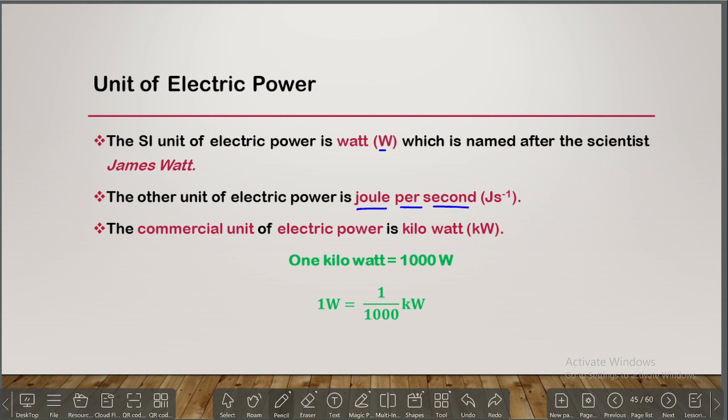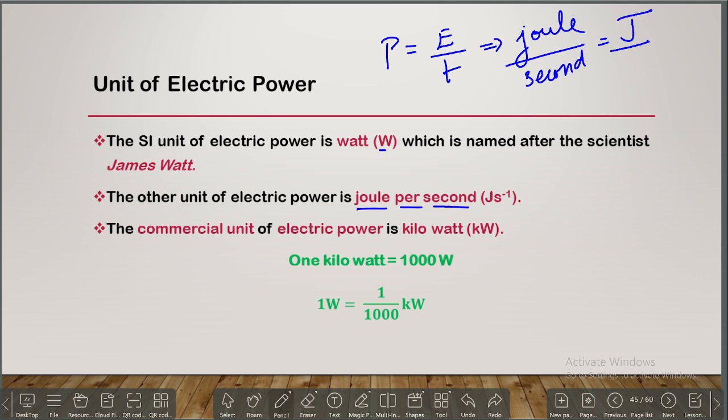How do we obtain this? From the formula P is equal to E by T, the unit of energy is joule and the unit of time is second. So you can write it as J by S, that is J S power minus 1. So the other unit of power is joule per second. The unit of power is watt and the other unit is joule per second.